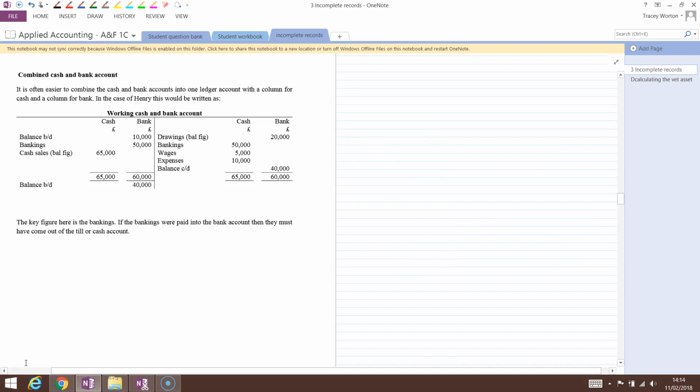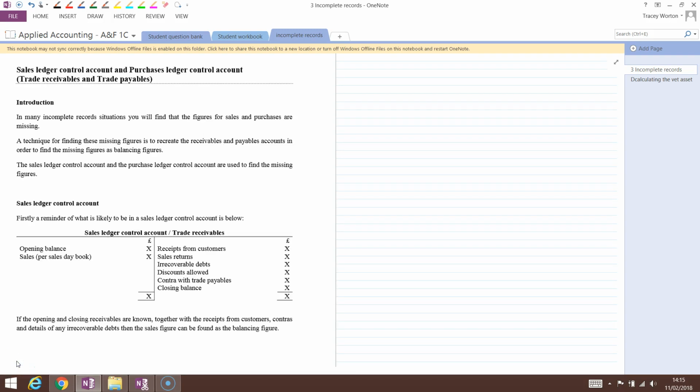It is often easier to combine the cash and the bank accounts into one ledger account with a column for each of the cash and the bank shown separately. In the case of Henry, this would be written as follows, and you can have a look and see then in the actual cash and bank account working below how all that information from our previous two separate accounts are actually kept within the single cash and bank account working.